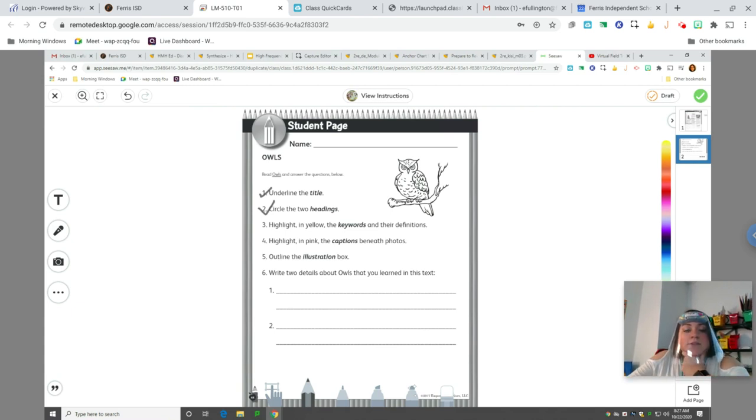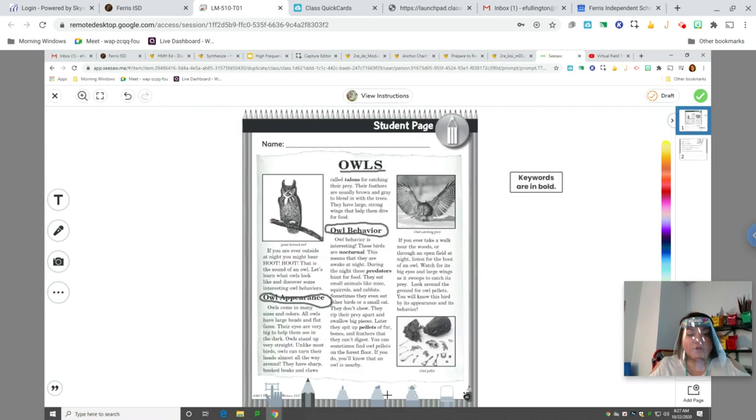Highlight in yellow the keywords and their definitions. So right here, let's go to the first page, and we're going to the marker, and we're going to pick yellow, or it automatically does yellow for us. So we are going to find the keywords. Bella, notice that we have darker words in here. We do. If you zoom in, it's right here.